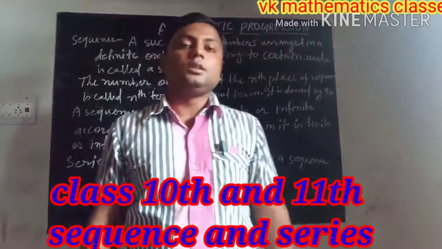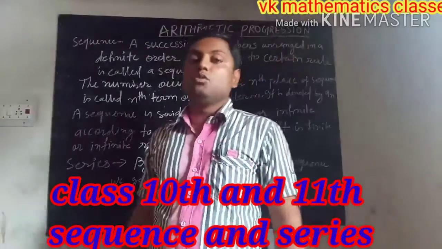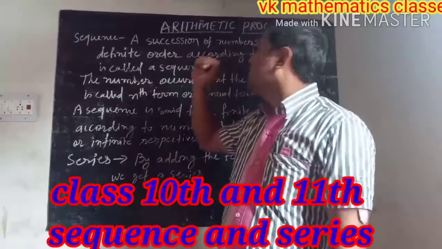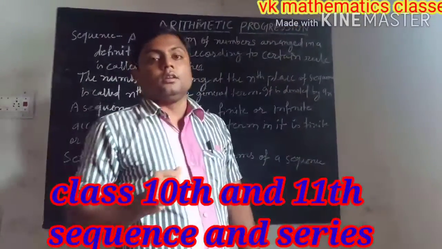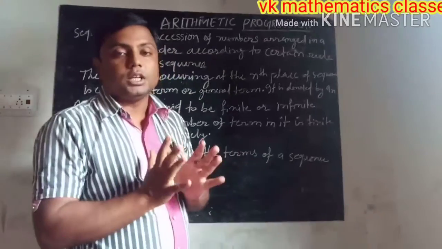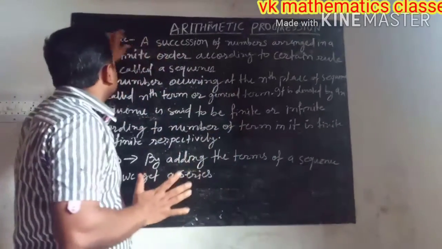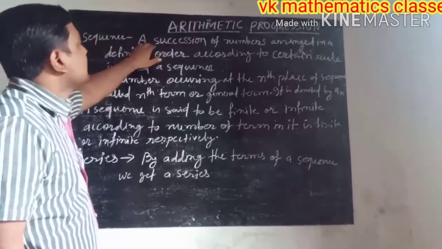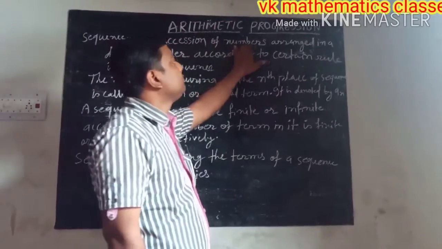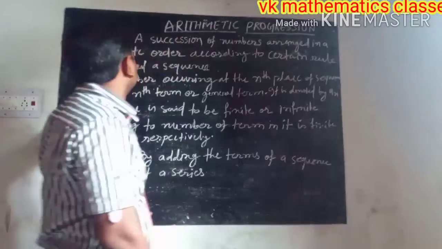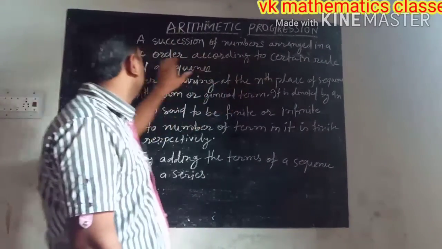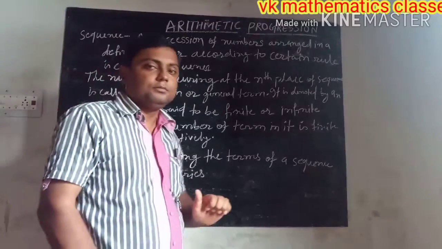My friends, today I am discussing the most important chapter for class 10th and 11th, arithmetic progression. First, we discuss what a sequence is. A succession of numbers arranged in definite order according to a certain rule is called a sequence.